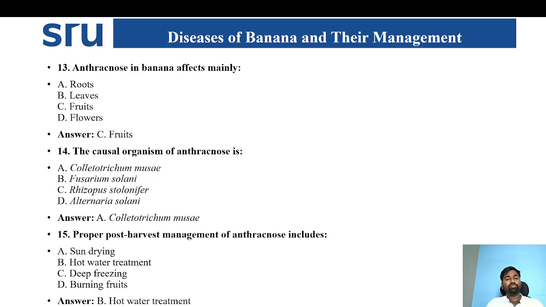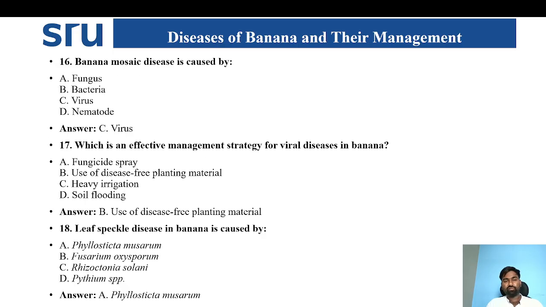Anthracnose in banana mainly affects root, leaves, fruits or flower. The correct answer is fruits. The causal organism of anthracnose is Colletotrichum musae, which causes anthracnose disease in banana fruit. Proper post-harvest management of anthracnose includes hot water treatment, which we recommend to control anthracnose.